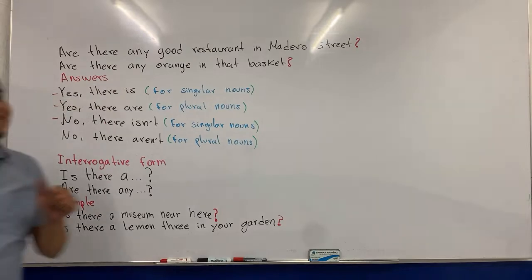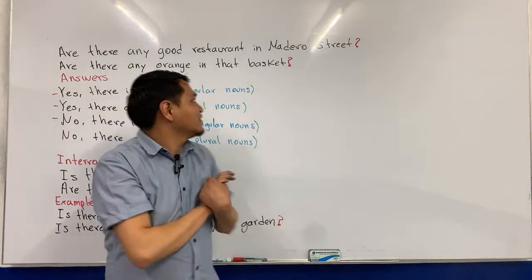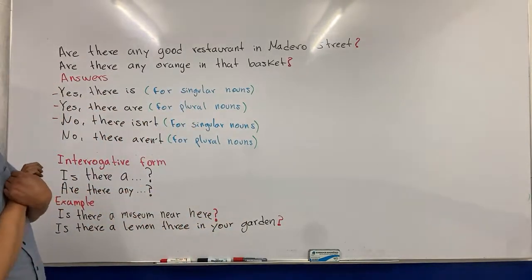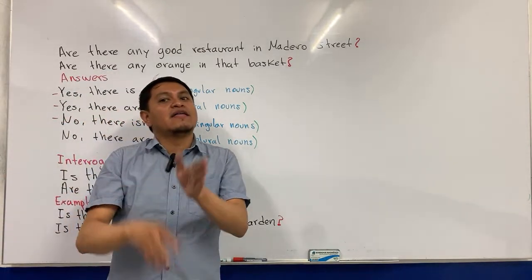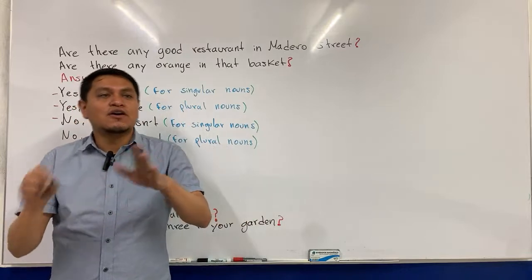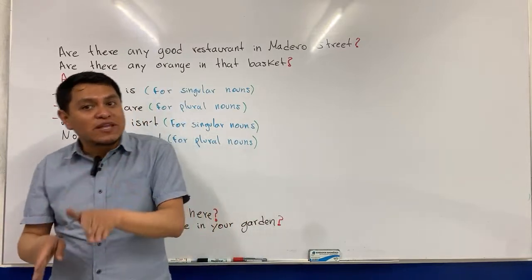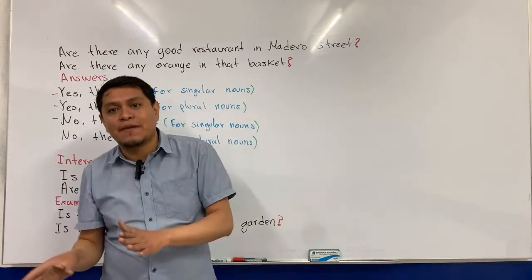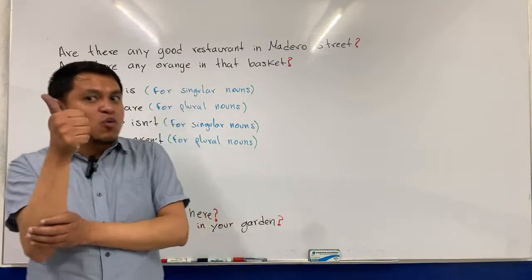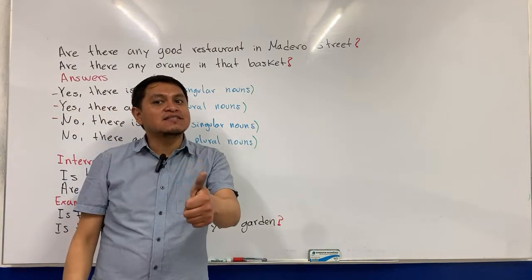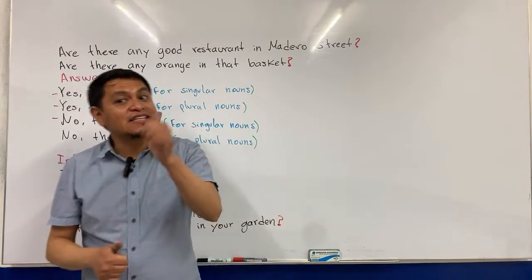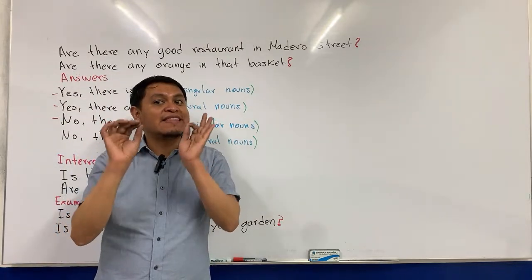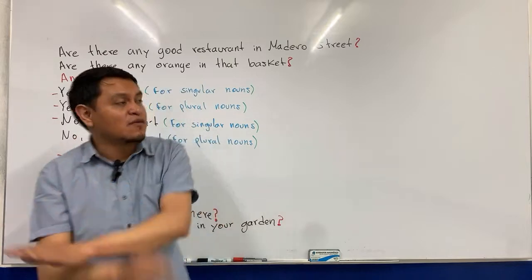Me faltó esta, ¿vale? Are there any oranges in that basket? Positive? Yes, there are. There are 2 oranges. Or no, there aren't any. We need some, right? Short answers are underlined. The word any is only used in negative and interrogative form.